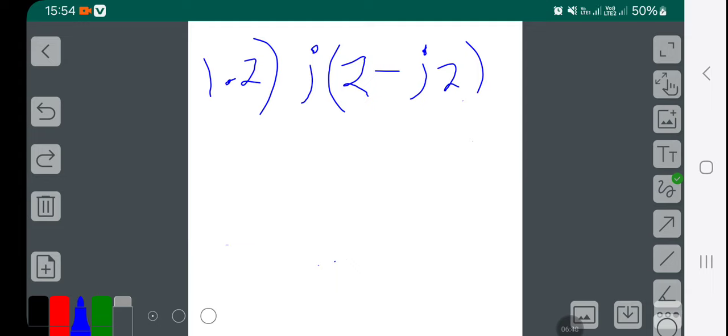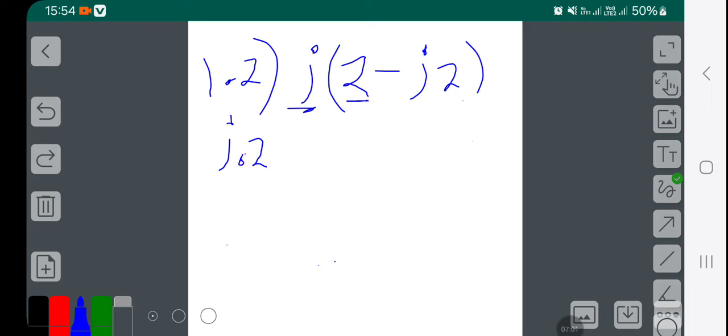As you can check, this complex number is not in a simplified state, so you need to simplify it by removing the bracket. We need to multiply our j by 2. What do you get? You get 2j, exactly.